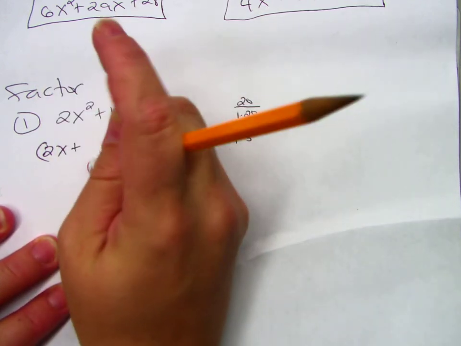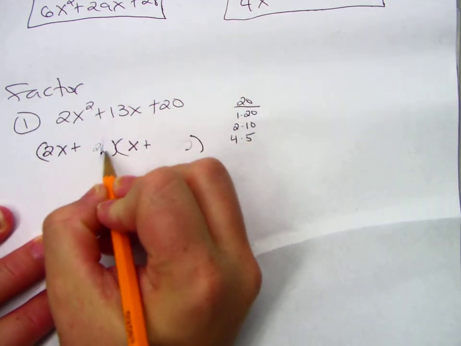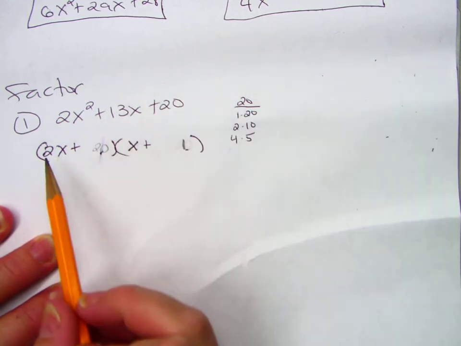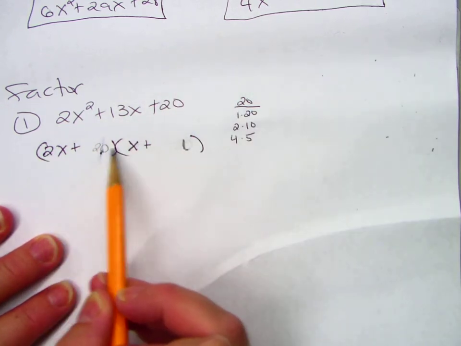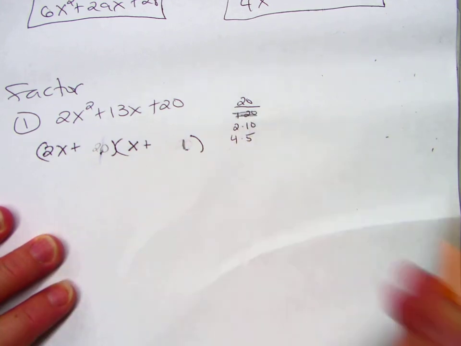But I also could reverse it. I could put the 20 here and the 1 here. Does that work? No, because this is 2 times 1 is 2, and this is 20. 20 and 2 is 22. So 1 and 20 does not work. Okay?